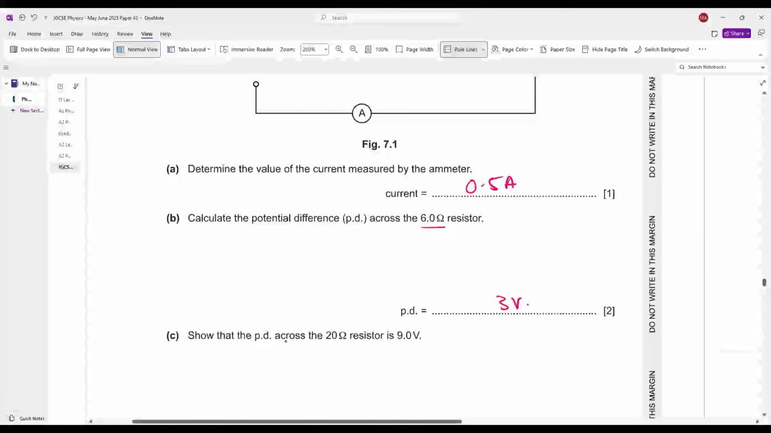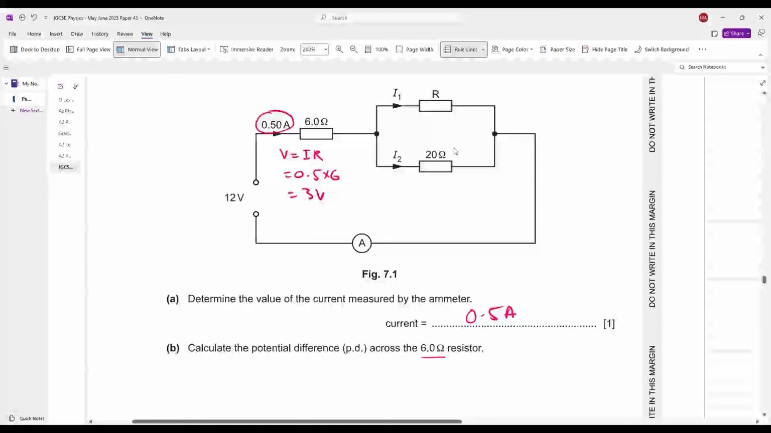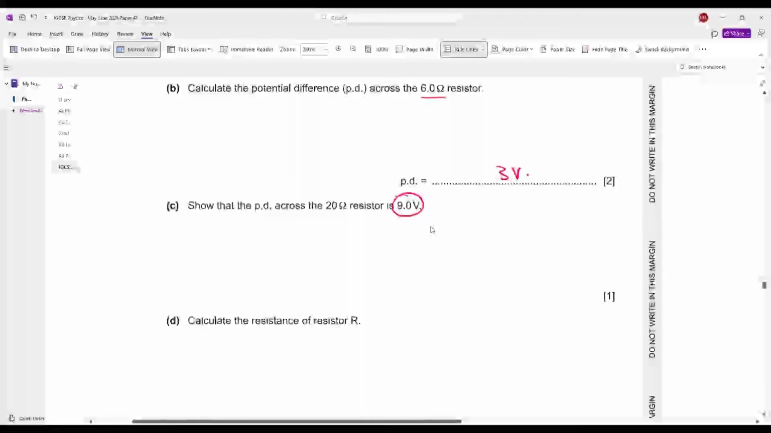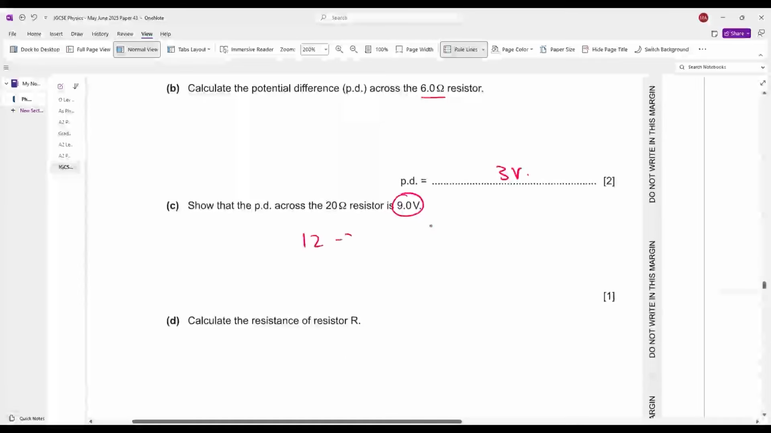Show that the potential difference across the 20 ohm resistor is 9 volts. How will you do that? This is a 12 volt power supply. This 6 ohm resistor is consuming 3 volts. What will be the remaining voltage? 12 minus 3 is equal to 9 volts. If this branch is getting 9 volts, this will also get 9 volts because both of them are in parallel. You can write here 12 minus 3 is equal to 9 volts.